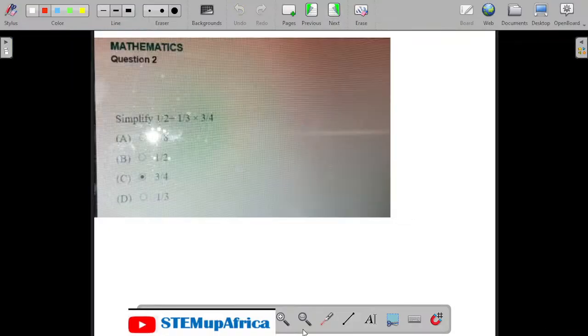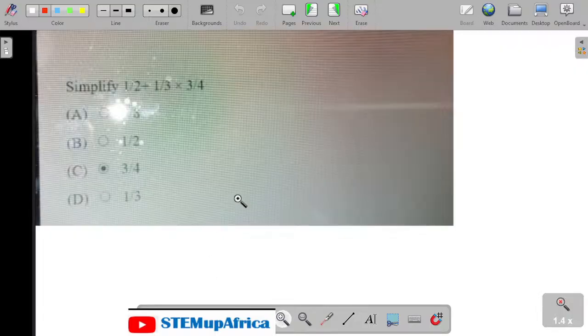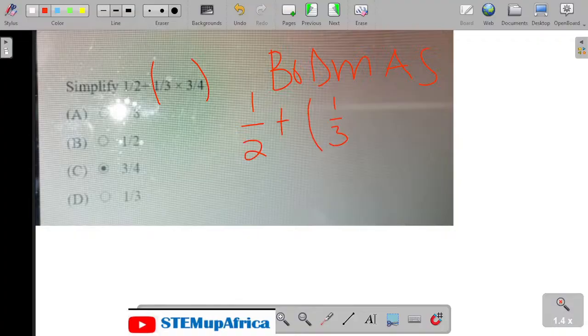So we have a different question here. We're asked to simplify 1 over 2 plus 1 over 3 times 3 over 4. If you see simplification like this, the first thing you must do is remember the concept of BODMAS. BODMAS says you should deal with the multiplication before the addition. That means I have to keep these two in brackets and deal with the multiplication first, because M comes before A, which is the addition. So I'm having 1 over 2 plus 1 over 3 times 3 over 4. 3 cancels 3. I'm left with 1 over 2 plus 1 over 4.